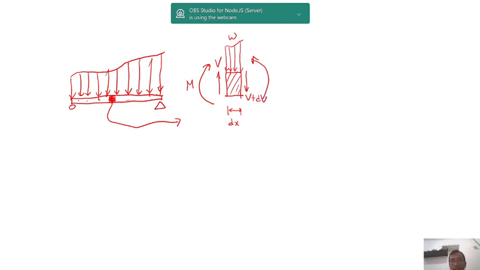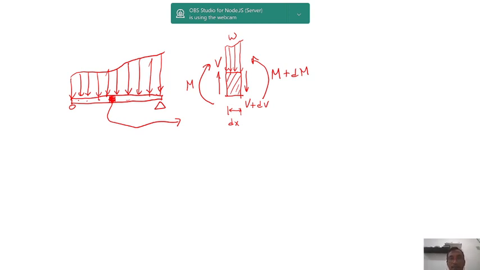Why is it like that? Because there will be a slight difference between the shear force on the left side and the shear force on the right side. That's why I call the difference dV. That's why I name it as V plus dV for the right one. And for the moment as well, there will be a slight difference, M plus dM there, because the actual magnitude will be slightly different in this case.